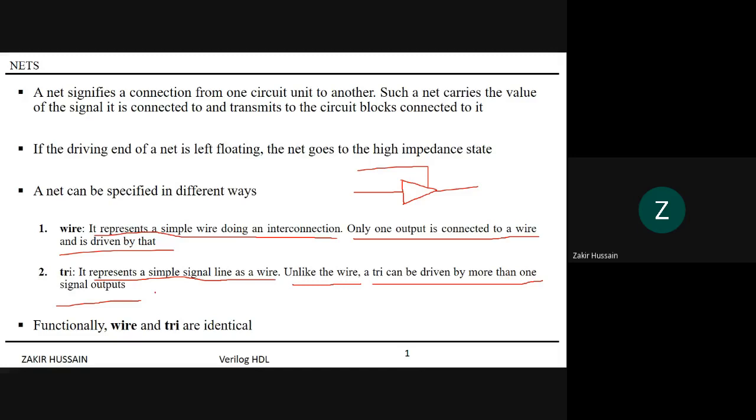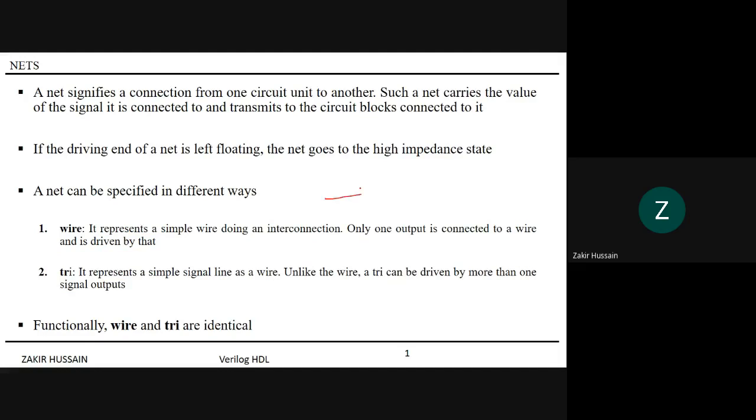A tri can be driven by more than one signal output. Here this is the tri-state gate we call, because this signal alone is not driving this output. This output is also driven by this also. How? Let me clear this.